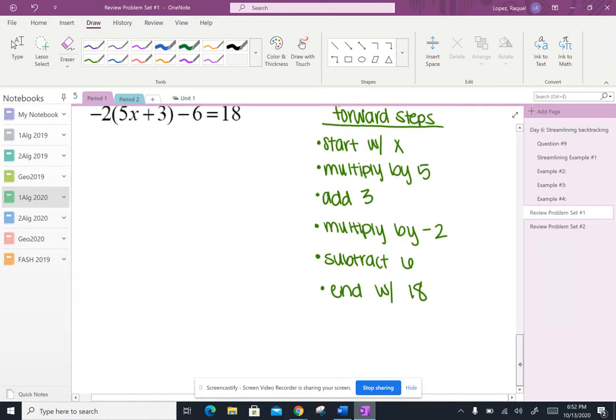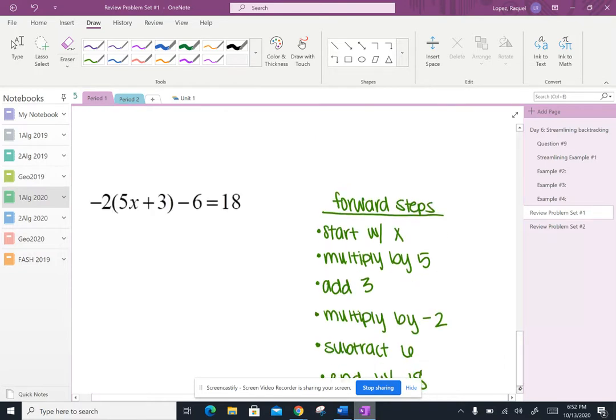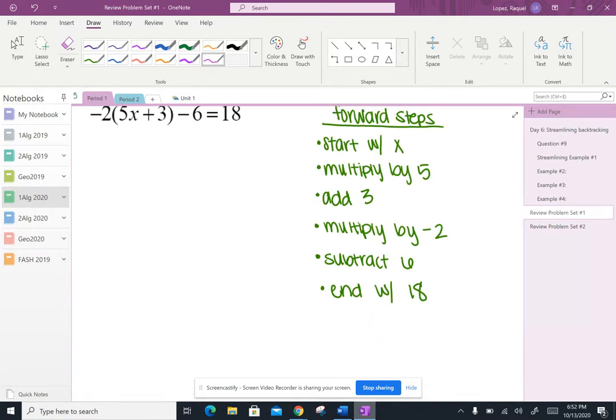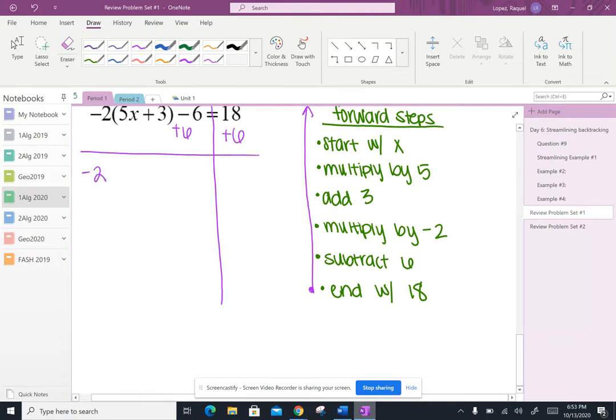Okay, so this is the last one that you should have done on that problem set. Again, I'm just going to jump right into it this time. We're starting from the bottom, working our way up. I'm going to start off by adding 6 to both sides of my equation. So plus 6, bring down the leftover, 5 plus 3 equals, and then 18 plus 6 is 24.